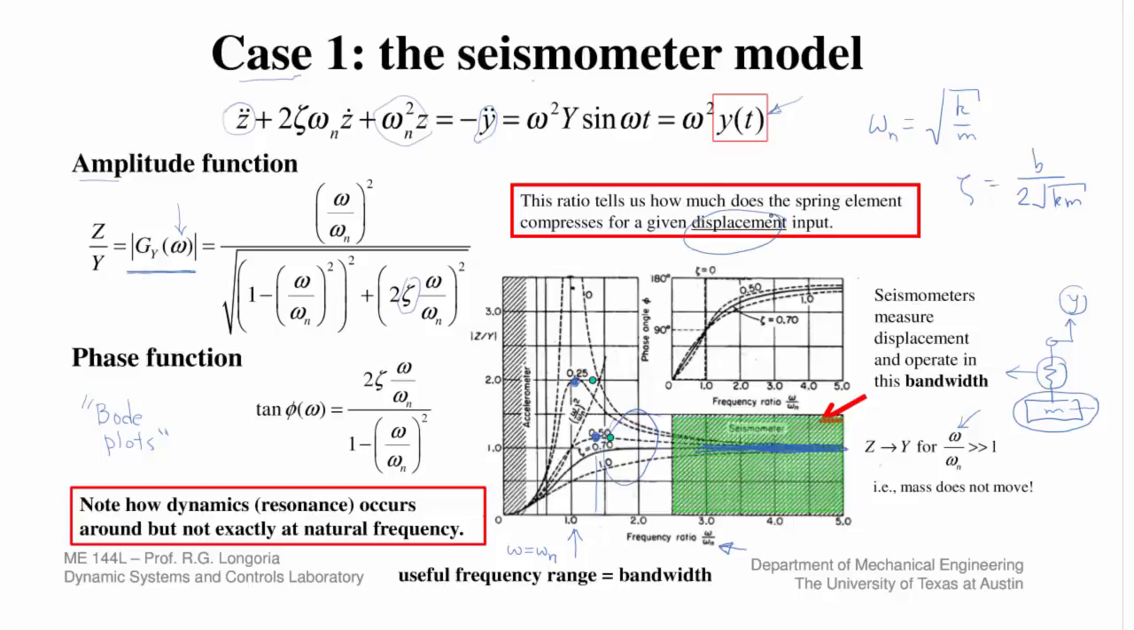Okay, and the region where that happens is, again, for omega large compared to omega n. You want to operate there, so the natural frequency for seismometers tends to be very, very small. The natural frequency for sensors that you want to use to measure, say, ground motion is very, very small. So I'll move on from this, because we want to talk about accelerometers.